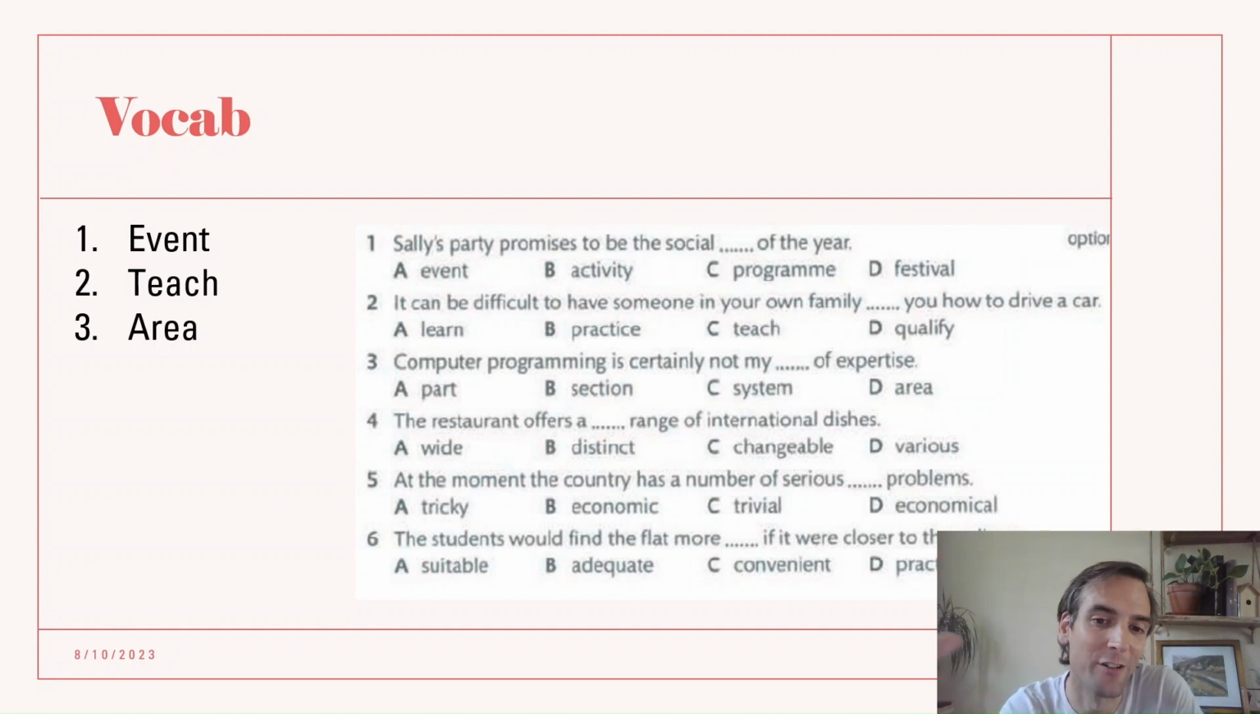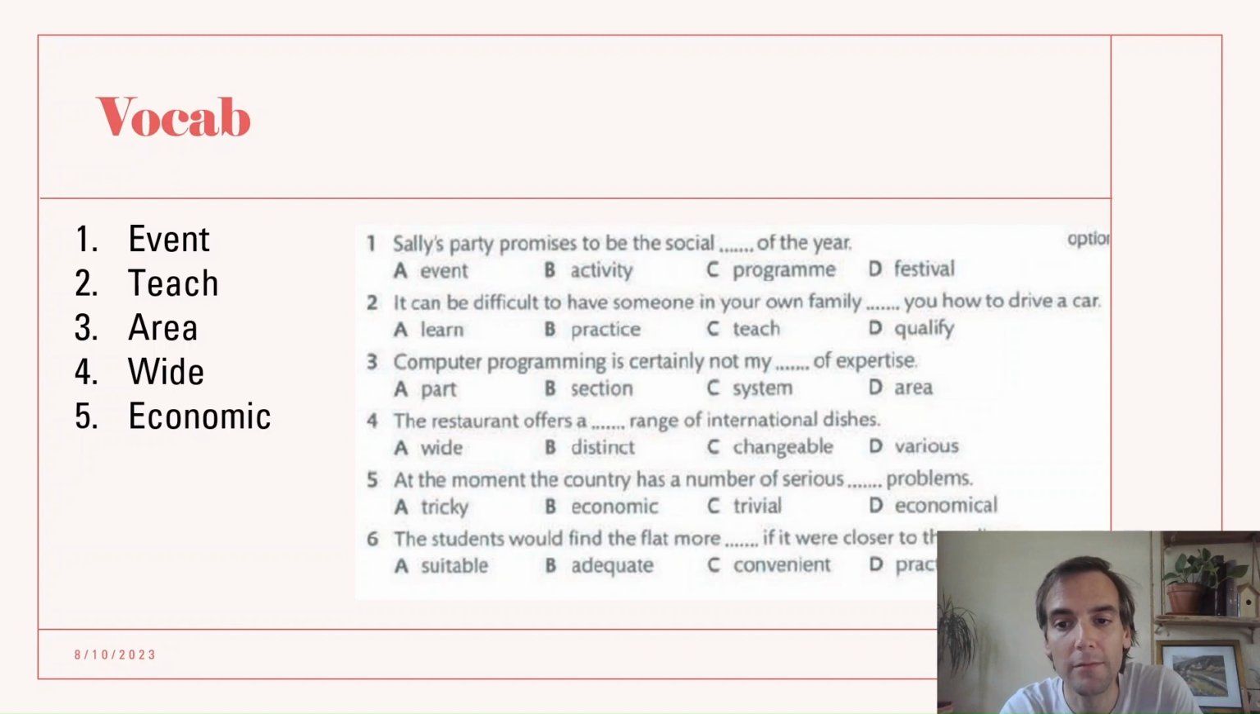Number 4, another great C1 expression, a wide range. Wide range is the collocation. A bit like vast majority, wide range. They just go together. Number 5 is a super typical Cambridge trick. A country has economic problems because economic means referring to the economy. Economical means not using very much. My car is very economical because it doesn't use very much petrol.